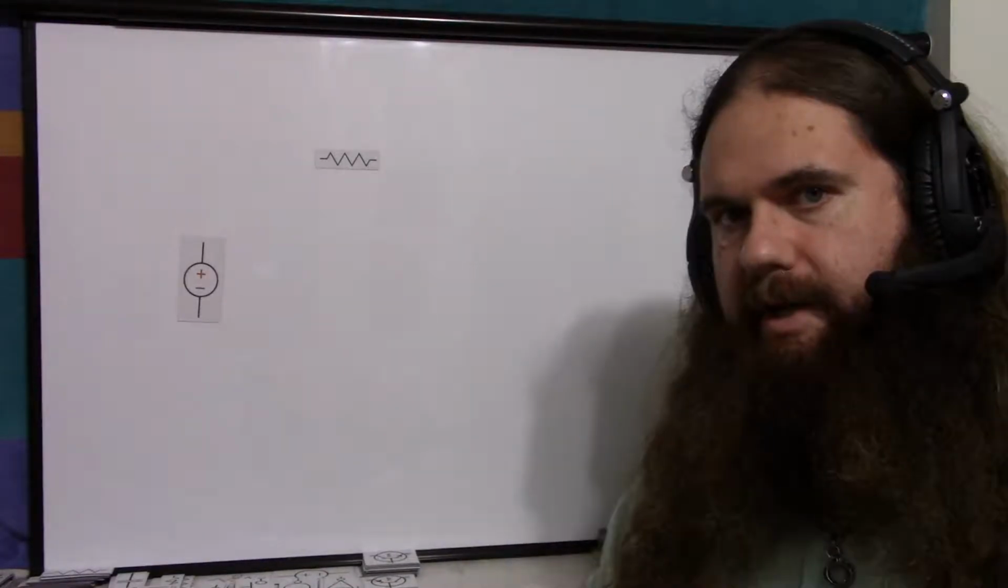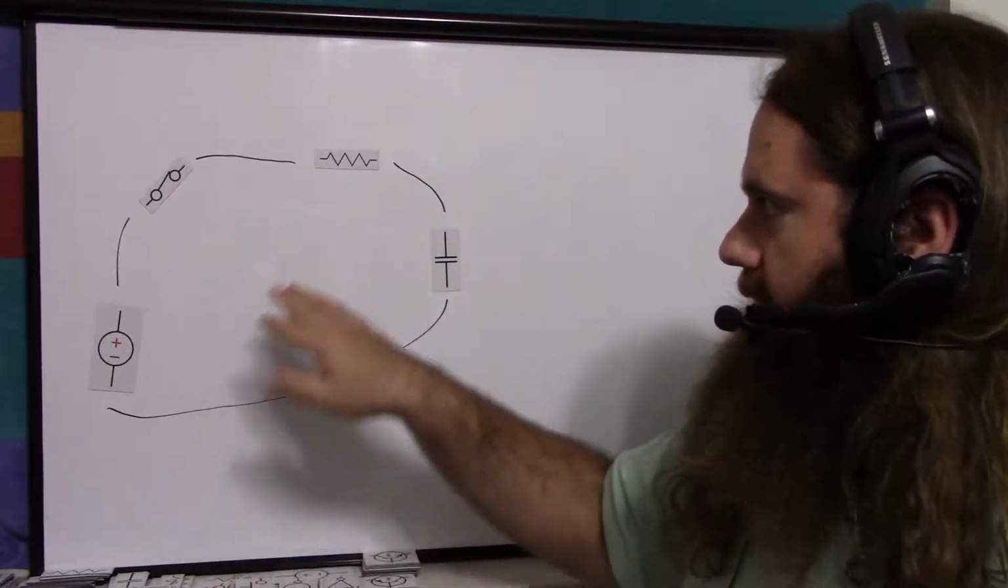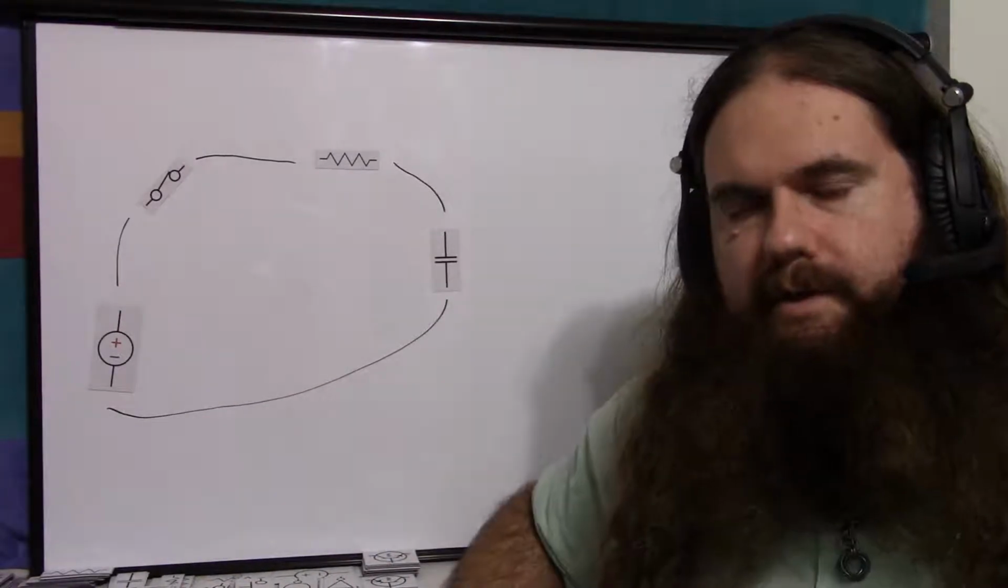So let me briefly show you what one is. An RC network is just a resistor and a capacitor. We'll go ahead and illustrate this using a simple switch. This is the simplest RC network, just a capacitor, a resistor, and that's it.